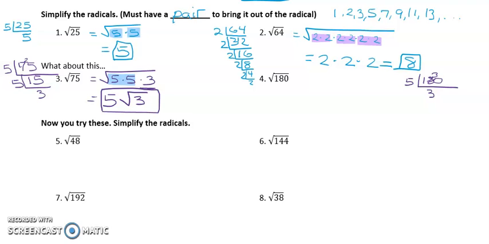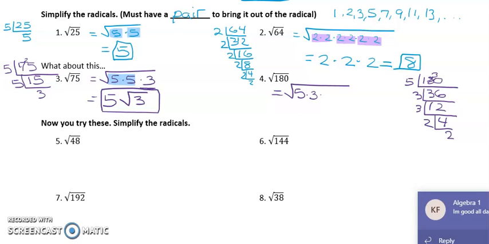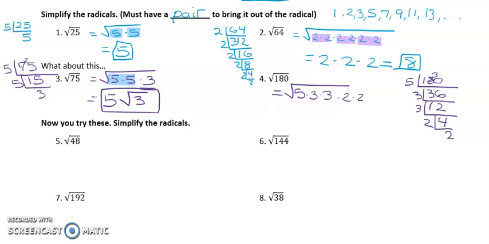5 goes into 30, 6 times. Okay, 36, you can either use a 2 or a 3. It's your choice. I'm going to do a 3. 3 goes into 3 once. 3 goes into 6 twice. I'm going to do a 3 again. 3 goes into 12 4 times. 2 goes into 4 twice. So the square root of 180 can be broken down into 5 times 3 times 3 times 2 times 2.